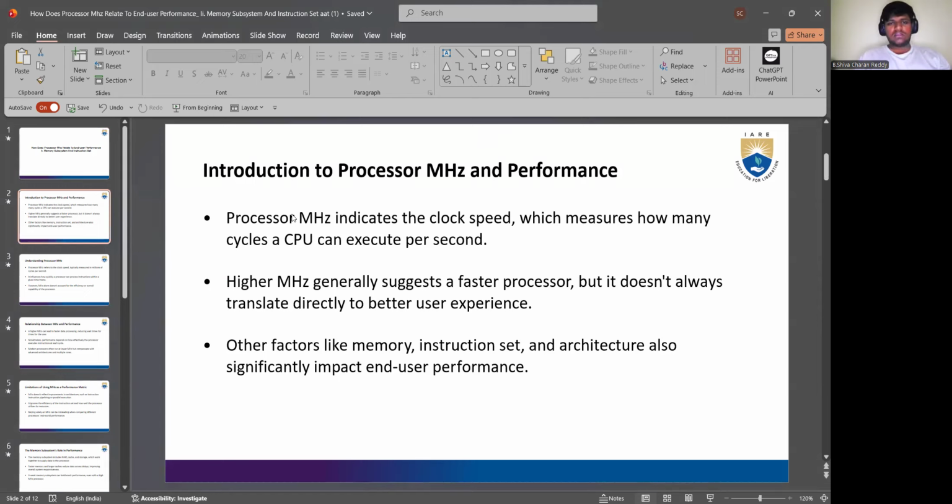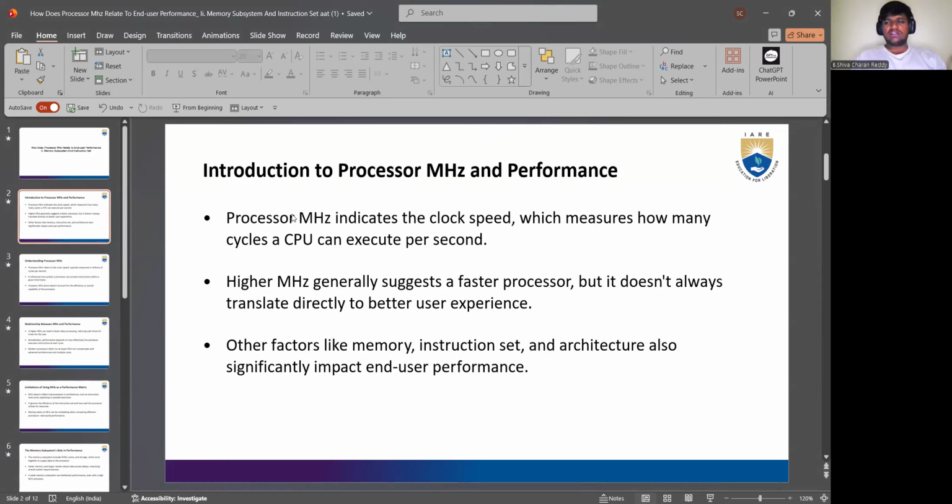Processor megahertz indicates the clock speed, which measures how many cycles a CPU can execute per second. Higher megahertz generally suggests a faster processor, but it doesn't always translate directly to a better user experience. Other factors like memory, instruction set, and architecture also significantly impact end user performance.